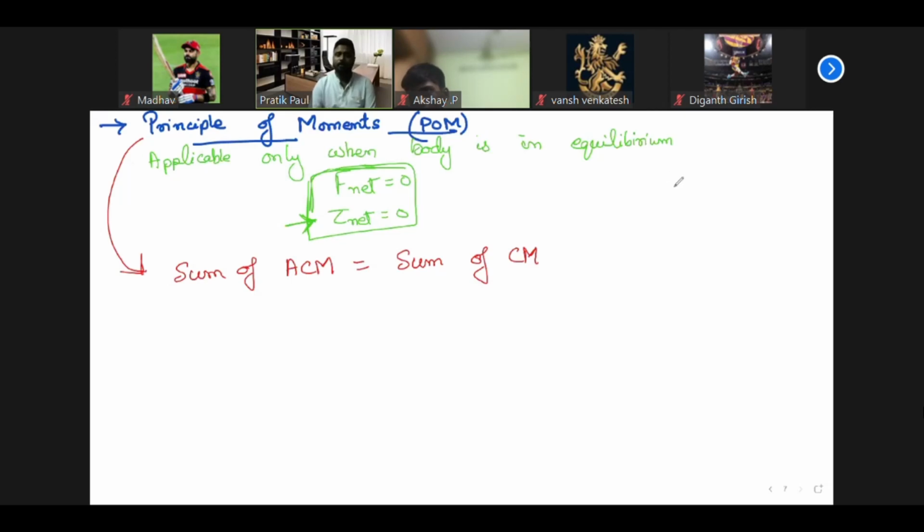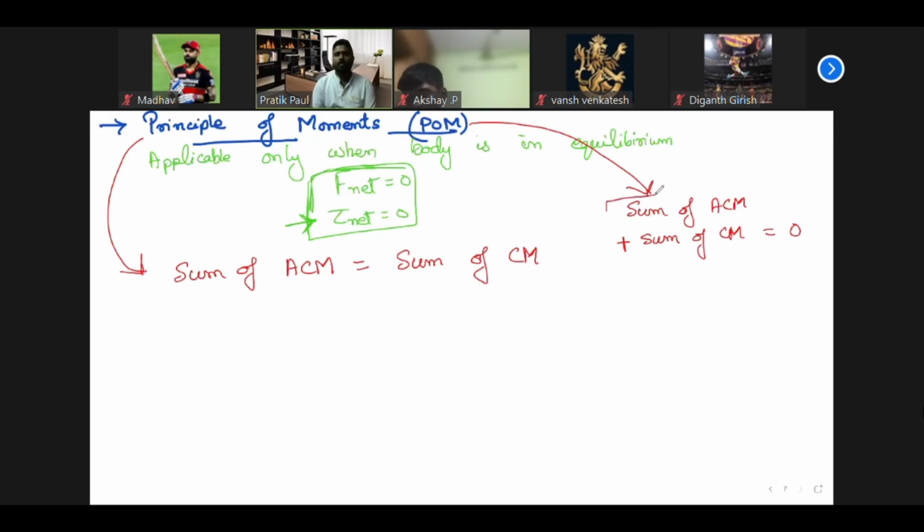You can also write it as the sum of anti-clockwise moments plus the sum of clockwise moments is equal to 0. The statement is also correct since it is an objective paper, so I'm writing this statement also. This statement is also valid, it doesn't matter which side I write.